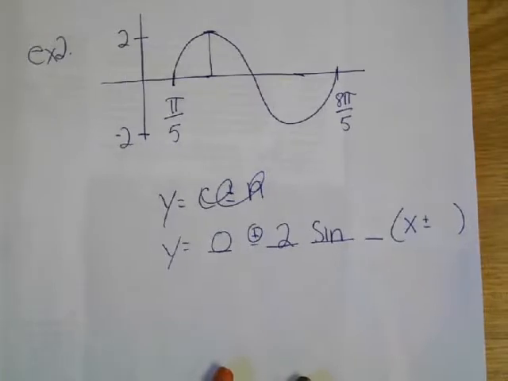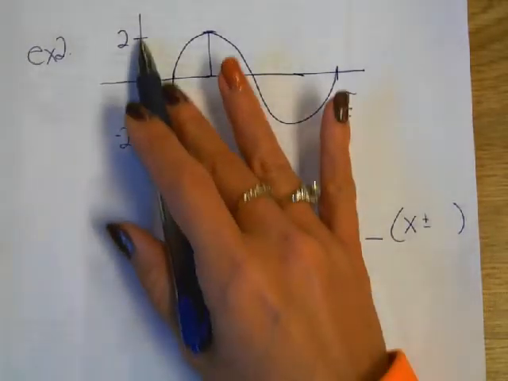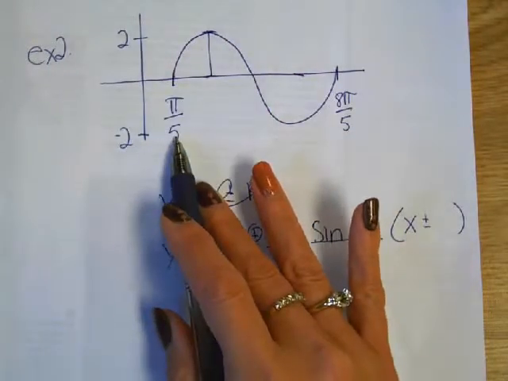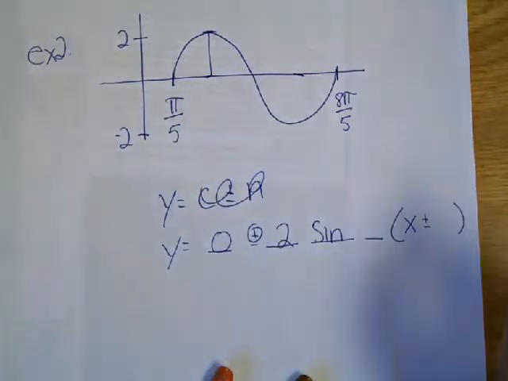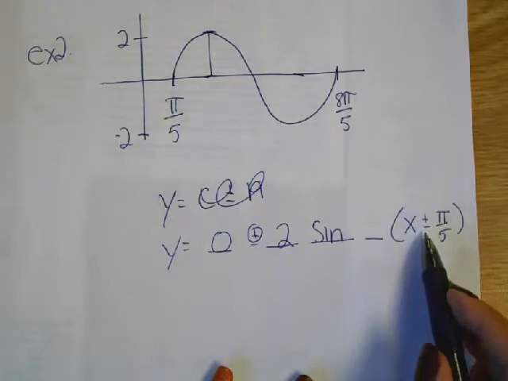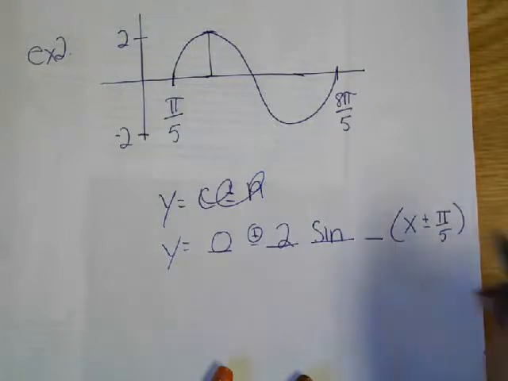Do we have any phase shift? Definitely phase shift. It got pulled off of the y-axis. It got pulled to the right, pi over 5. So do you want the plus or the minus? Minus. If it went to the right, it had a minus. If it goes to the left, it had a plus, just the opposite.